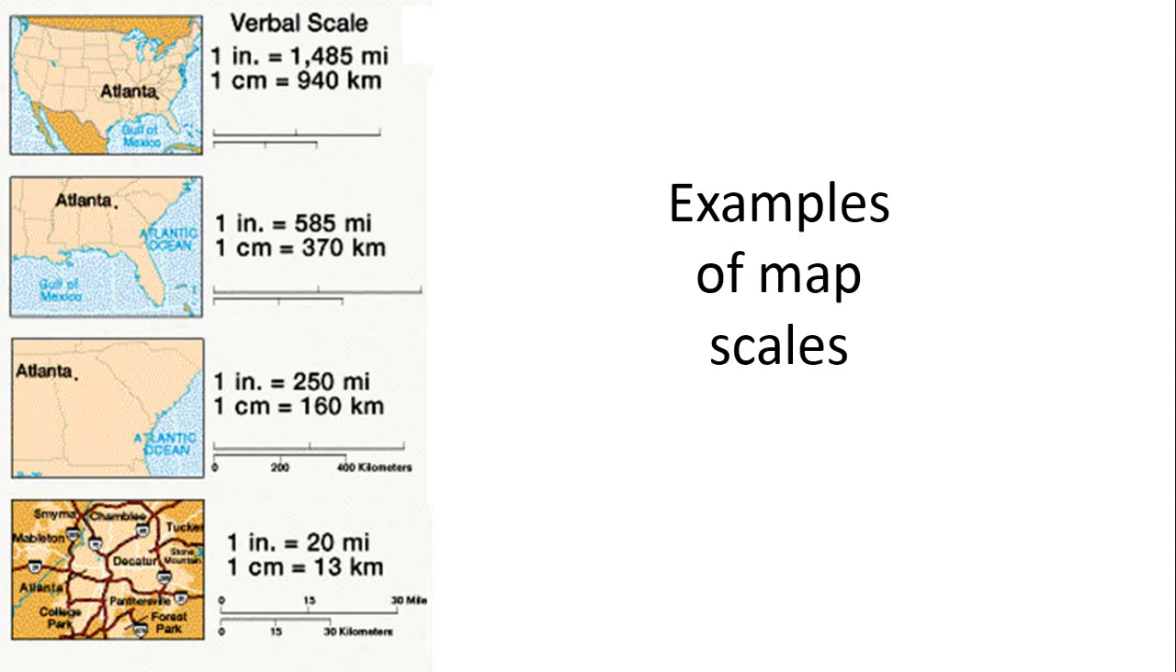But the second map, the scale is 1 inch equals 585 miles. Most map scales are expressed this way. They're some distance on a piece of paper, usually an inch or a centimeter, and the scale says 1 inch or 1 centimeter equals this number of miles or this number of kilometers. Now those numbers of miles and kilometers will be different depending upon what the map is showing you, how big a piece of paper it is, or what area it is trying to show you.